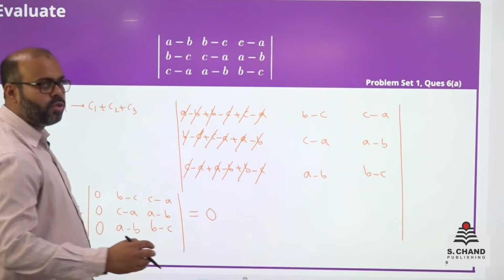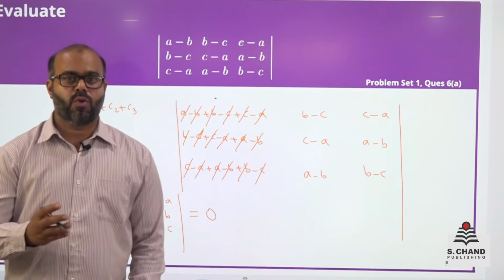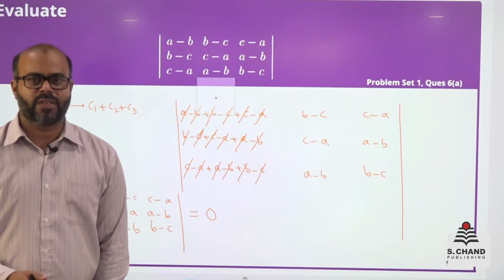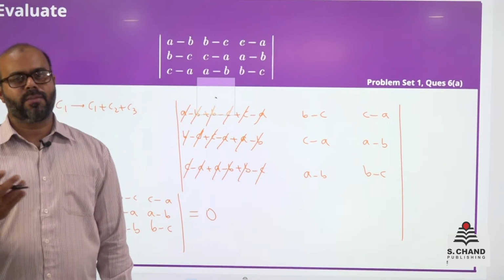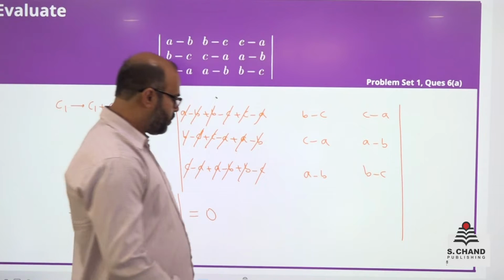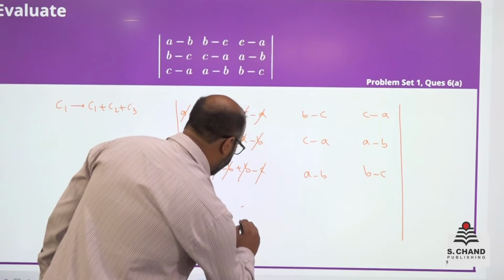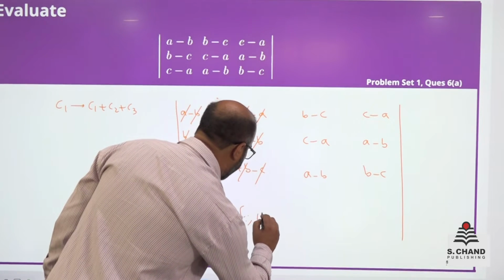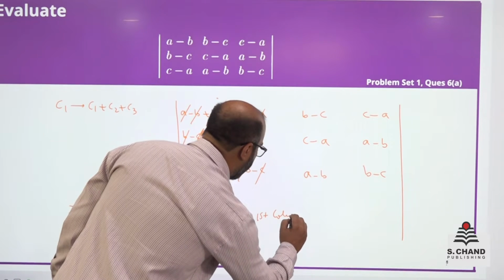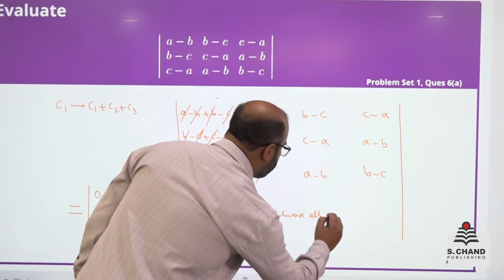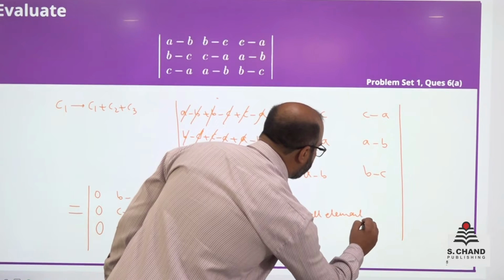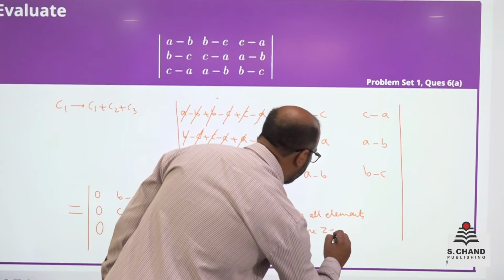And you can add this also as a property, that if a row or a column have all the elements 0 in a determinant, then that determinant is 0. Here you can write, since first column all elements are 0.